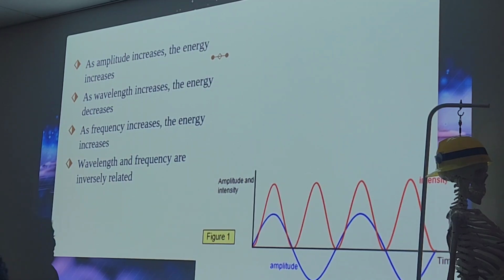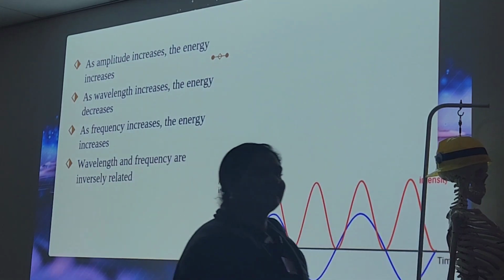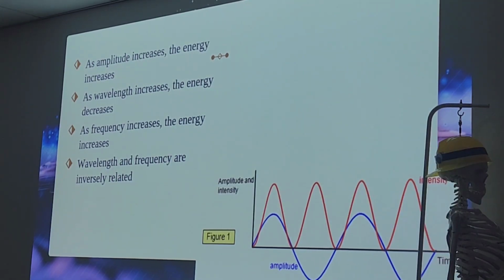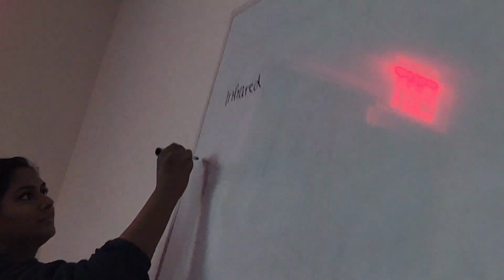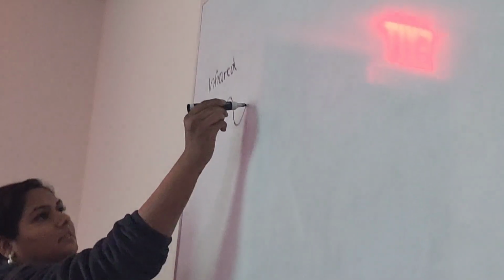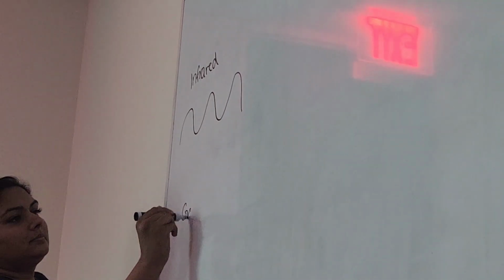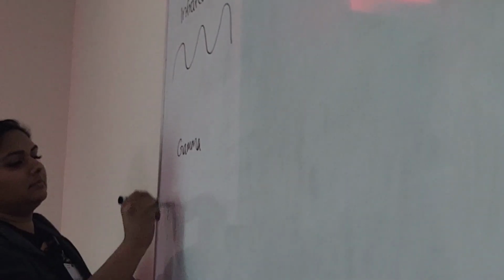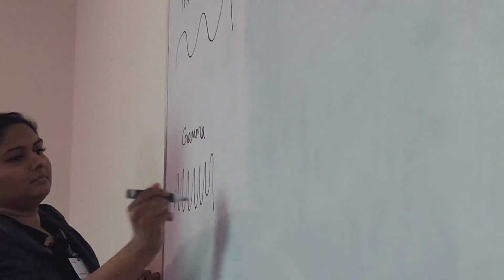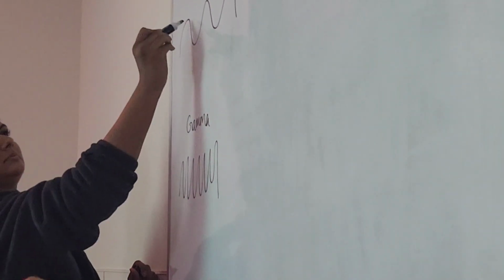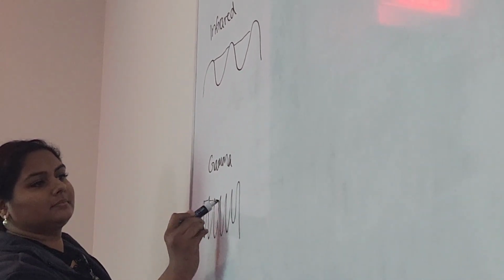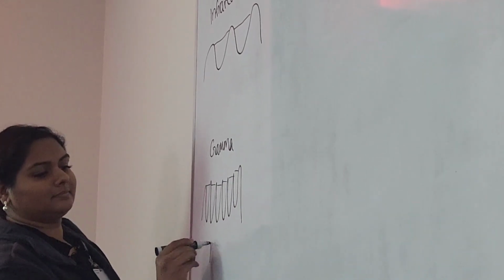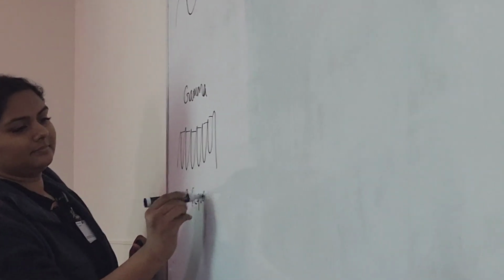Time to draw. So gamma has higher energy, which means it has higher frequency but a shorter wavelength, right? Yes. So basically anything that's high frequency has short wavelength. This is the wavelength, and look at the wavelengths here.